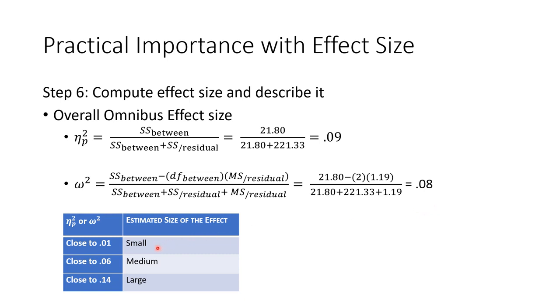Here are the guidelines for interpreting both partial eta squared and omega squared. In this case, 0.08 is between medium and large, so this is a medium-large effect. We can conclude from this that overall, social media use has a medium to large effect on the amount of sleep people get in a given evening.